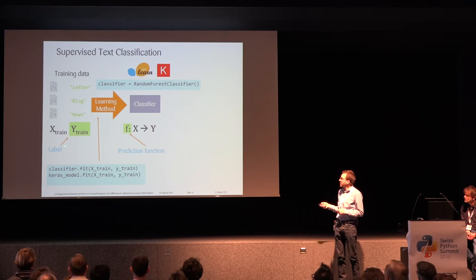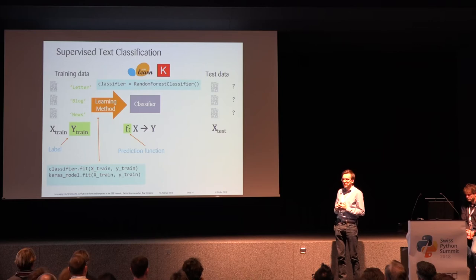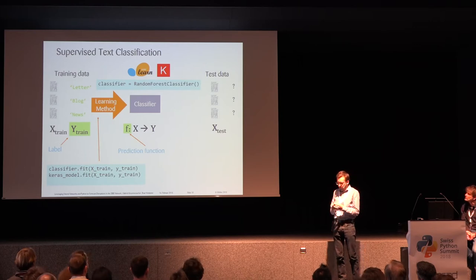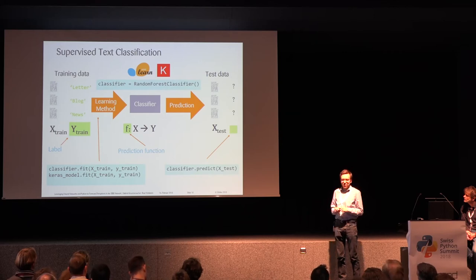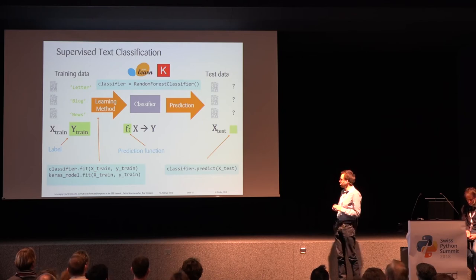So you can use all the data that you have annotations for, that you know the ground truth. You know this is a letter, blog post, or news article, or you could use some Keras neural network and fit this on this data. And then the goal is to use test data that you don't have annotations for. Maybe your intern's sick. And then you can use your classifier to predict on this data. So now you can automate this process of reading the document and deciding this is a letter someone wrote, or this was a blog post, or this was a news article.